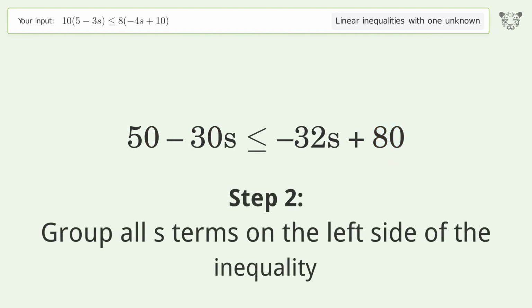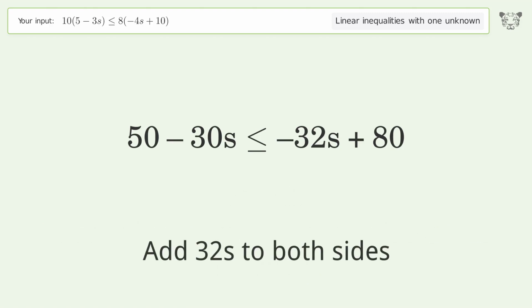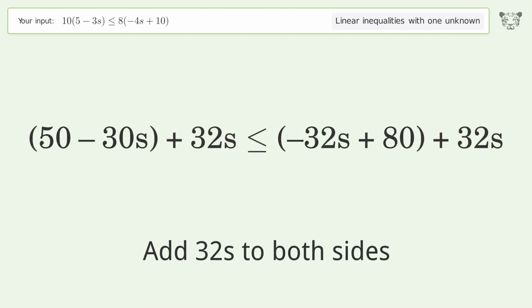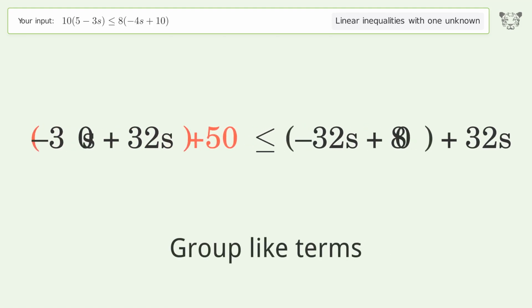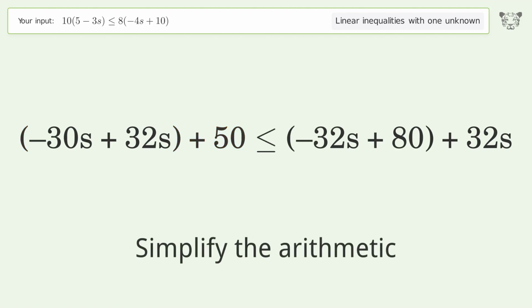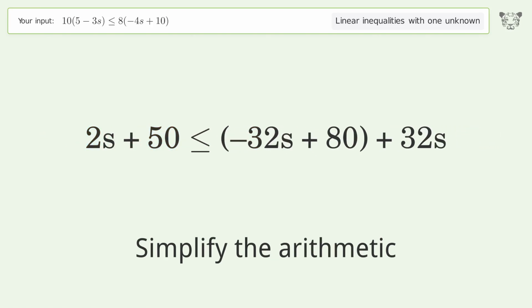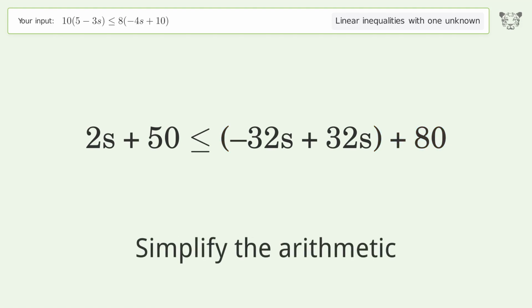Group all s terms on the left side of the inequality. Add 32s to both sides. Group like terms. Simplify the arithmetic. Group like terms. Simplify the arithmetic.